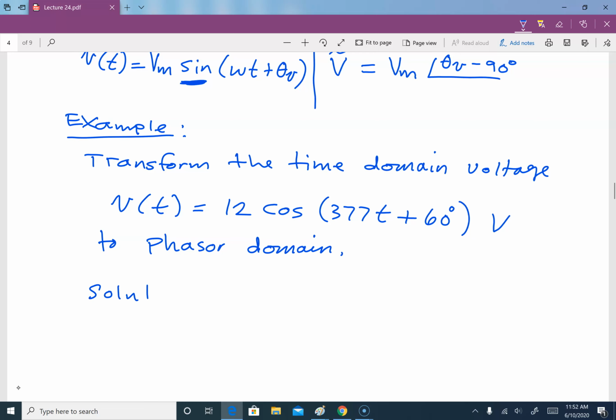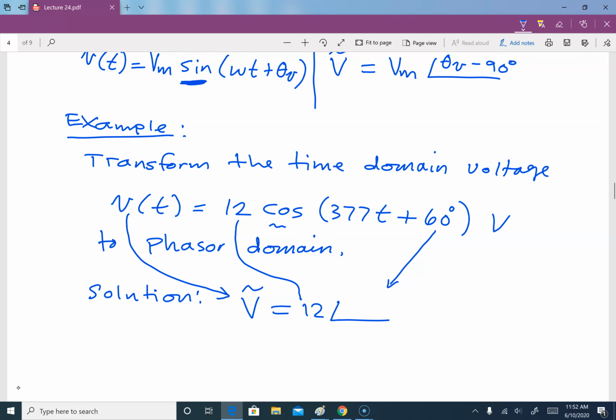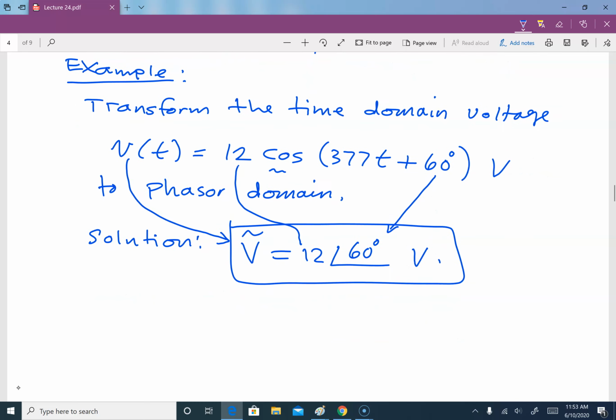So this is our solution. Based on our table, we can put phasor V. So this v here will become phasor V, and this over here, the Vm. This is cosine, so direct transformation, and we bring this 60 degrees. So this over here is our phasor domain representation.